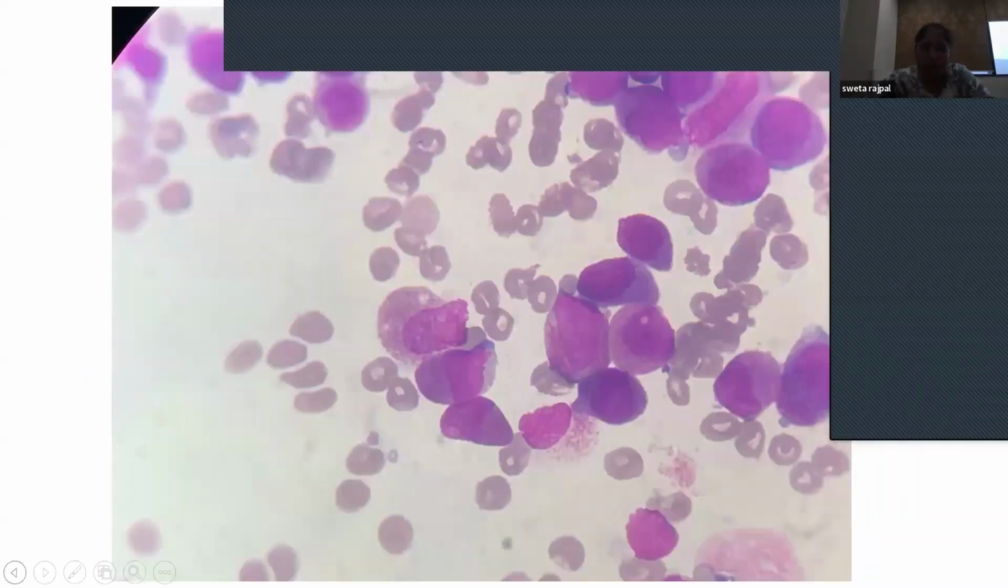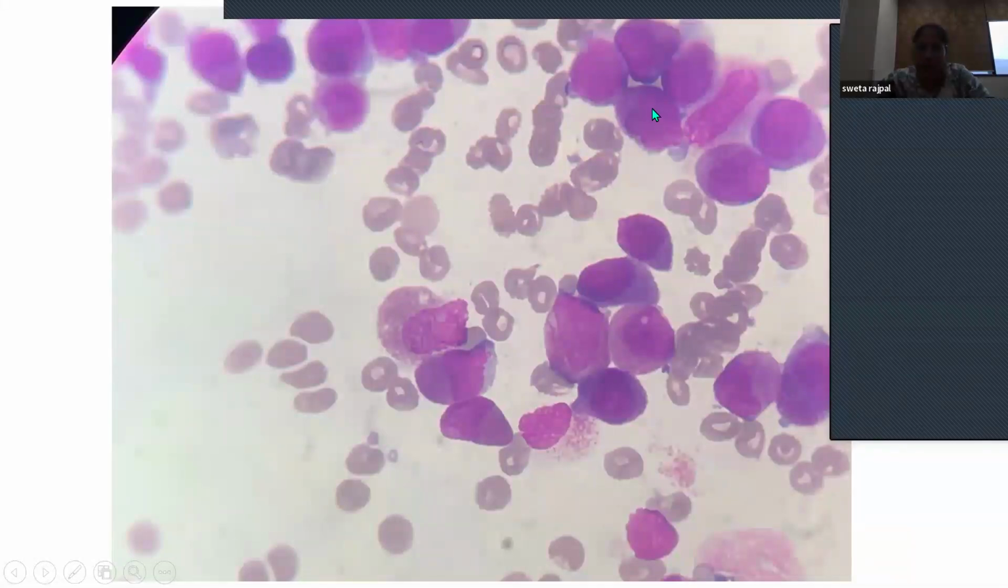Let me go back and show you. If you can appreciate this cell, there are two nuclei that are convoluted. You can see a partition here. There is a convolution here, and here also there is a convolution in this nucleus. These are also called faggot cells, which have a convolution and multiple rods, which means faggot cells are present, and these are of acute promyelocytic leukemia.